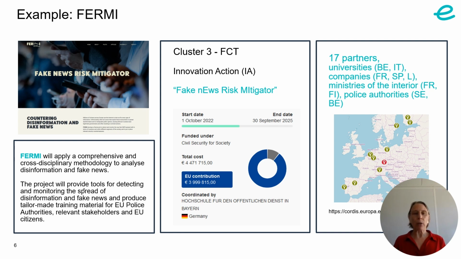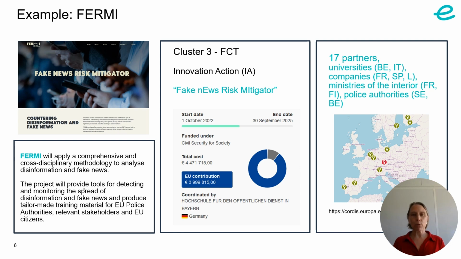To get an idea about what security projects are, how they are set up, here is an example of a running project which is called Fermi, Fake News Risk Mitigator. It started in October 2022 and will last for 3 years. It has 17 partners composed of universities, different companies, ministries of the interior, and police authorities. So in security topics, you need different kinds of partners.